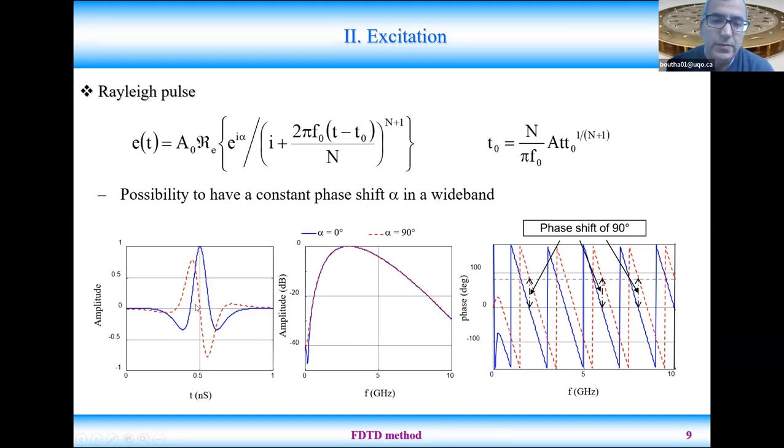So let's see this example here. If we take alpha equal 0, we have the red curve. Alpha equal 90 degrees, we have the blue curve. In frequency domain, it doesn't change because we only change the phase. So here the amplitude didn't change. We only change the phase in time domain. And if we then plot the phase in frequency domain, the spectrum, we will see that the phase shift is always the same, always 90 degrees, because we chose 0 and 90. So as I said, this has application for radar.